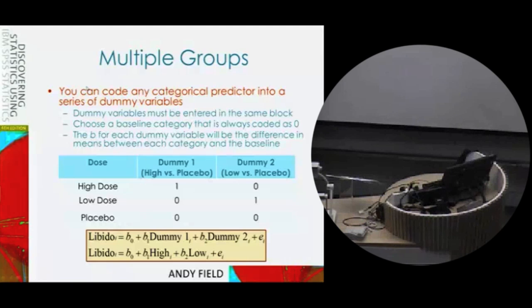Now what those dummy variables represent, the first one, because we've coded high dose as 1, it represents the difference between the means of high dose and placebo. Whereas dummy 2, because the low dose group is coded as 1, it represents the difference between the means of the low dose group and the control, in this case the placebo. So the placebo is acting, because it's 0 in both of these columns, as a baseline in each dummy variable.